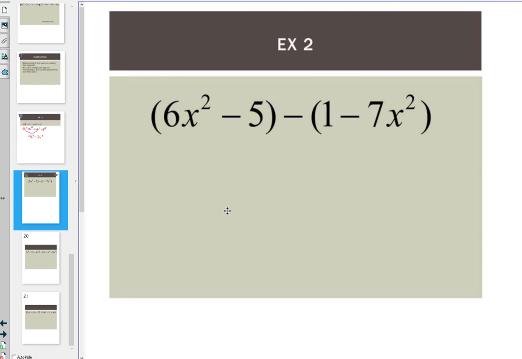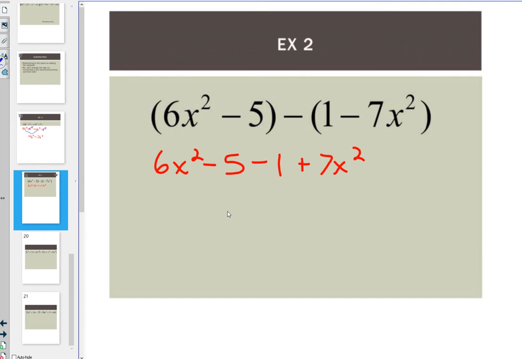So let's see how she got that. First parenthesis stays the same. Second parenthesis, every sign changes. So 1 becomes negative 1. Maybe that's a mistake you made, Kayla. Did you change that 1 to a negative 1? And then plus 7x squared. The 7x squared becomes positive.